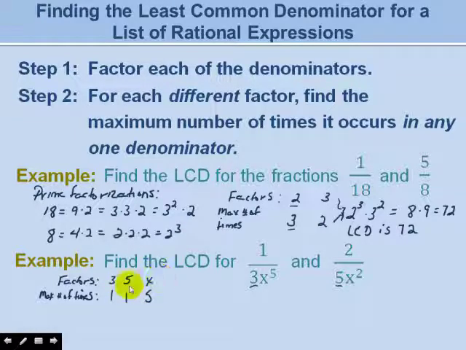So again, the factors are going to be our bases, and the number of times they occur will be our exponents. And that means that for our LCD, we'll have 3 to the first power, although we don't have to write the 1 in there. And we'll have 5, which occurs once, so we have 5 to the first, and then we have x to the 5th.